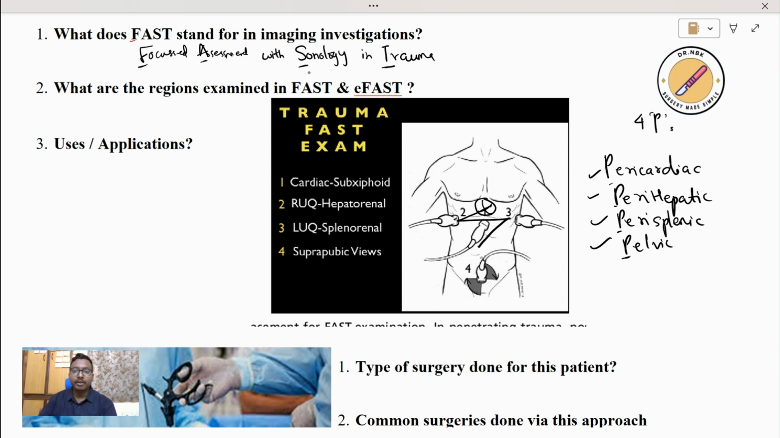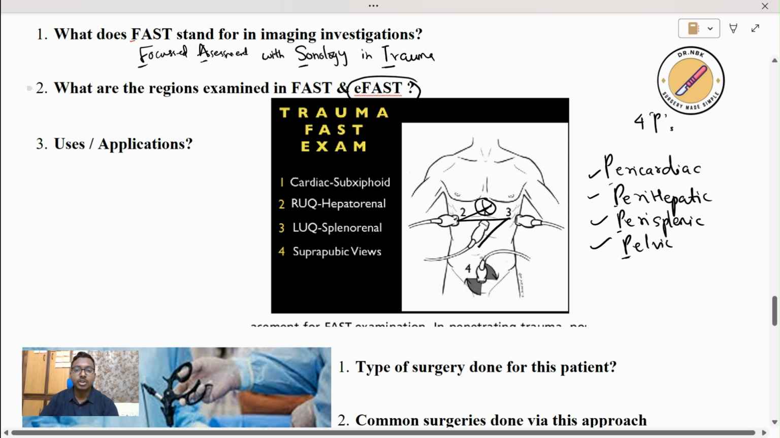The additional thing that we are going to examine in eFAST is both pleural cavities, to look for any pneumothorax or any hemothorax. The additional thing which comes in eFAST is the bilateral pleural cavities. So it is nothing but FAST plus bilateral pleural cavities.